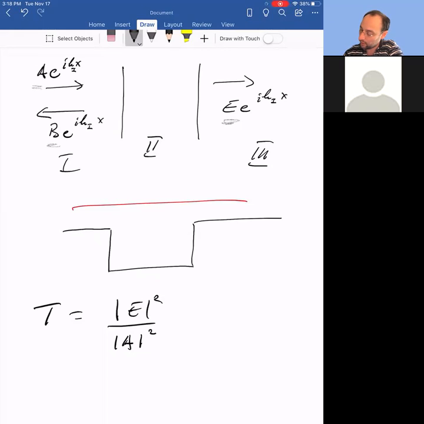So, for example, the coefficient E has a magnitude and it has a phase. Okay, it has a phase, and it's the magnitude that enters the transmission probability. What matters is the magnitude. The fact that it has a phase means that it basically just adds a constant phase offset to this factor.